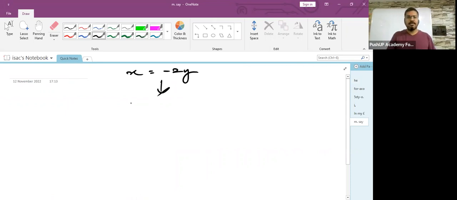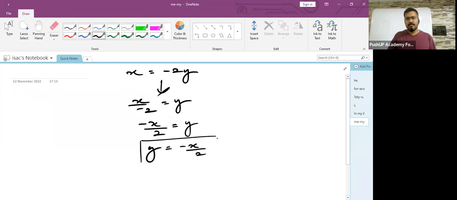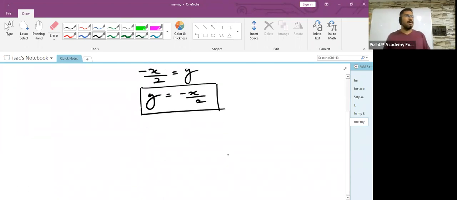So x is equal to minus 2y, which means x upon minus 2 is equal to y. Can't I do this? x upon minus 2 is equal to y. Otherwise, children, can I lift this minus from the denominator to the numerator? I can lift it, no? So it becomes minus x divided by 2, which is equal to y. Make sense? So you get y is equal to minus x divided by 2.